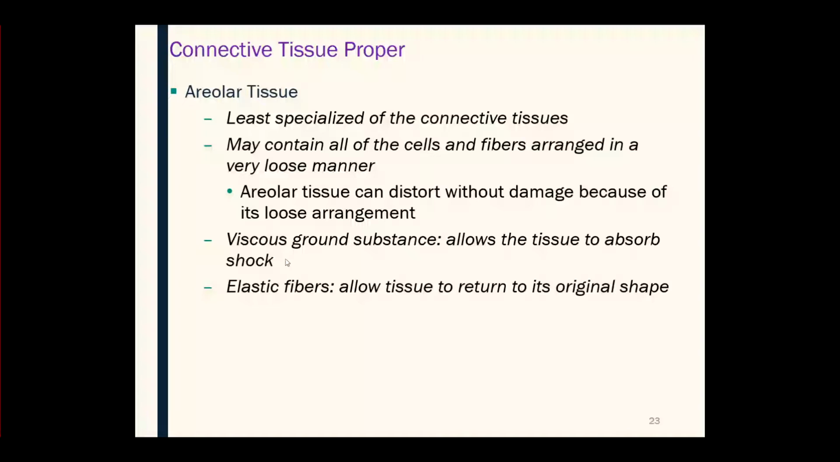The areolar tissue can distort without damage because of this loose arrangement. You can compress it, and it won't be damaged because it's very, very loose. It also has a viscous ground substance. Like I said, viscous means thick, so that allows the tissue to also absorb shock. And it contains elastic fibers. So once you put some type of pressure on it and you distort the tissue and you take that pressure off, it goes back to its original shape, right? So it is the perfect packing material.